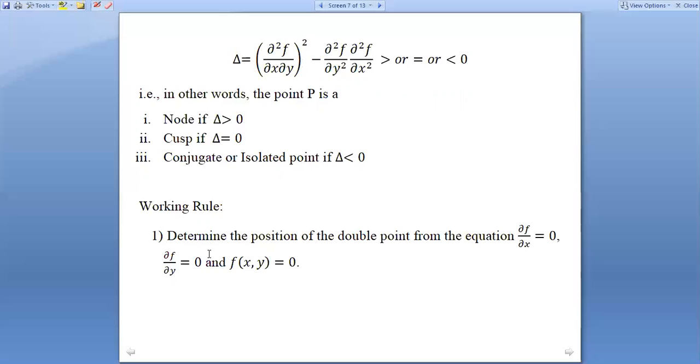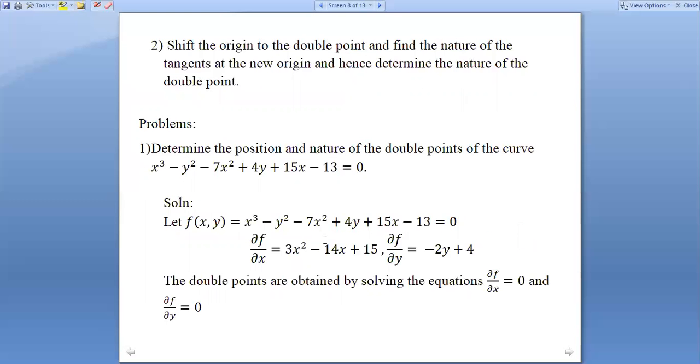The working rule to find the position and nature of the double point is, you determine the position of the double point from the equations dou f by dou x is equal to 0, dou f by dou y is equal to 0, and f of x comma y is equal to 0. So write down all these three and solve the three equations. You will get the double point.